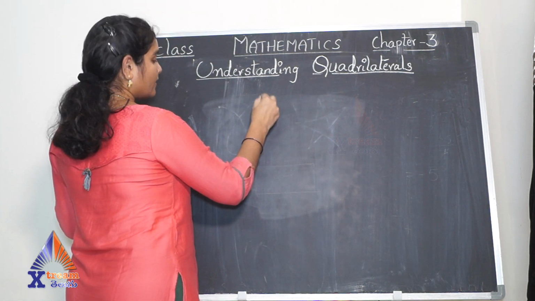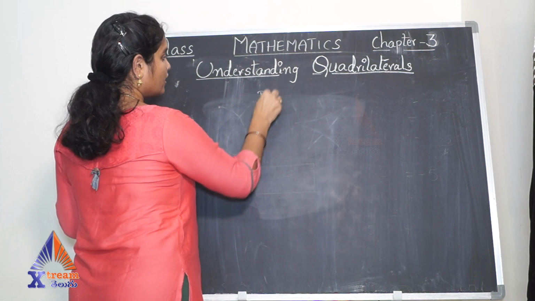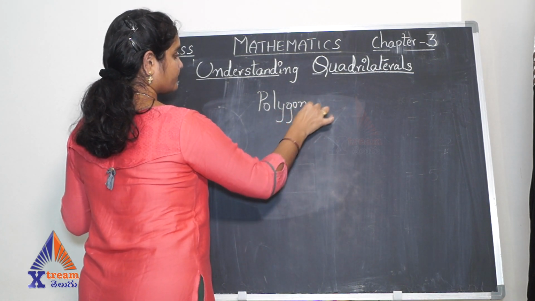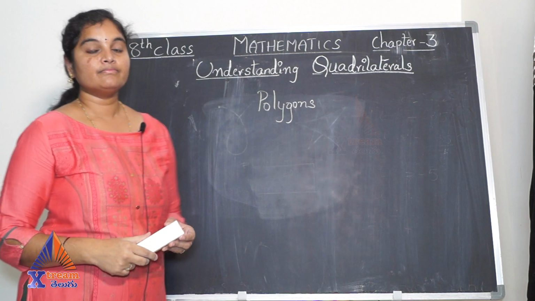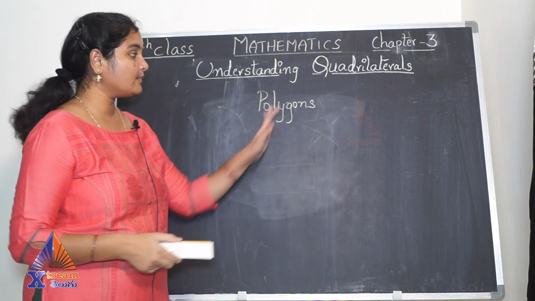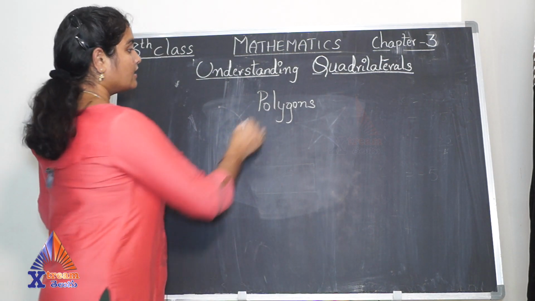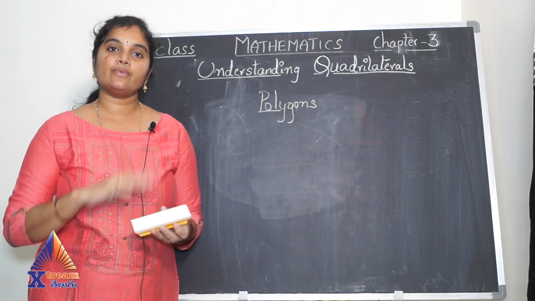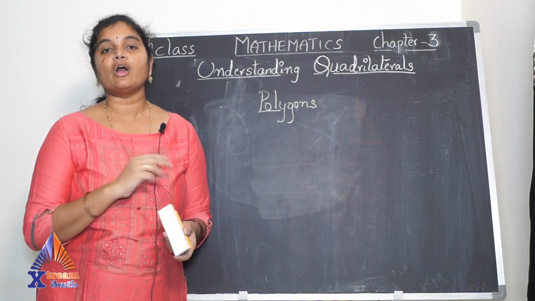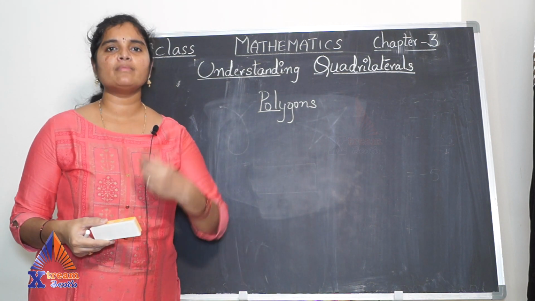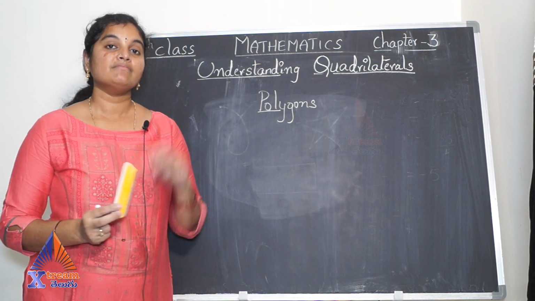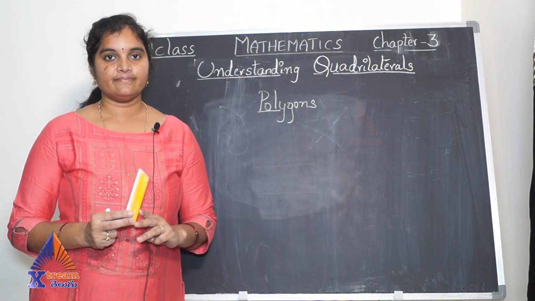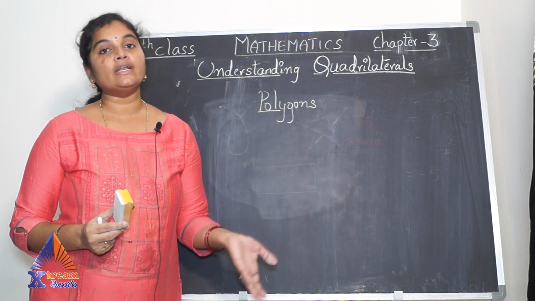We have another one also. Basically, we call them polygons. Before we call it a quadrilateral, we call it a polygon. Poly means many. So a simple closed figure with many sides is called a polygon. Now, how many sides minimum should we have? A simple closed figure should have a minimum of 3 sides. Then we call it a polygon.